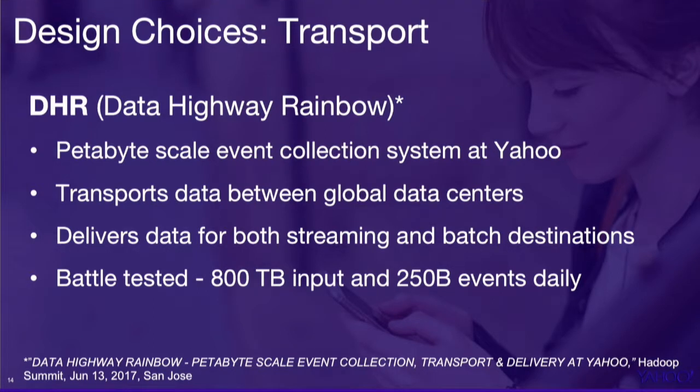So Data Highway Rainbow is a battle-tested system here at Yahoo. They transport about 800 terabytes of uncompressed input data daily for various revenue and non-revenue systems at Yahoo, and about 250 billion events per day. The reason I mention Data Highway this time is they had a talk at Hadoop Summit yesterday, where Neelam Sharma and Hubing Yin presented Data Highway in more detail. If you're more interested in Data Highway, probably after the conference, you should definitely check out some material online.